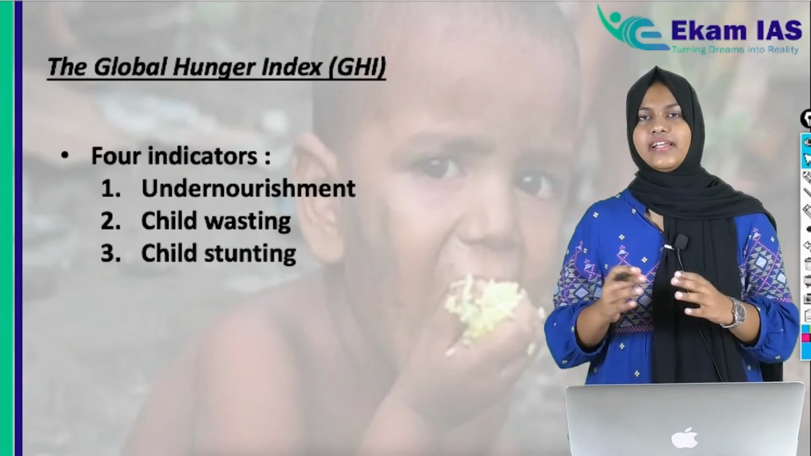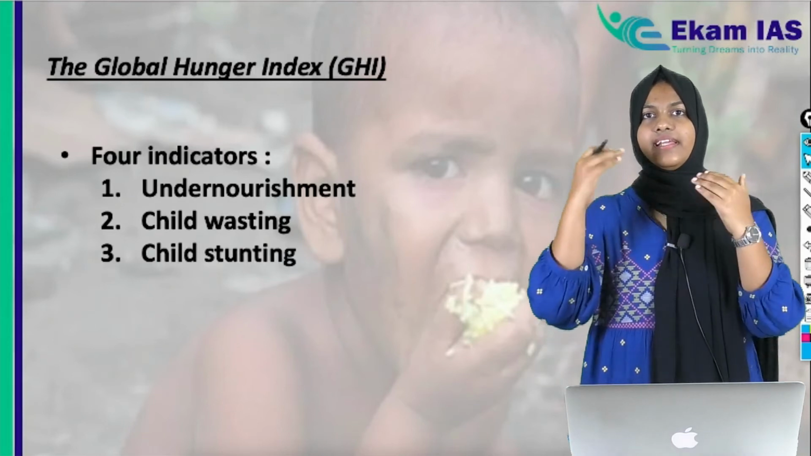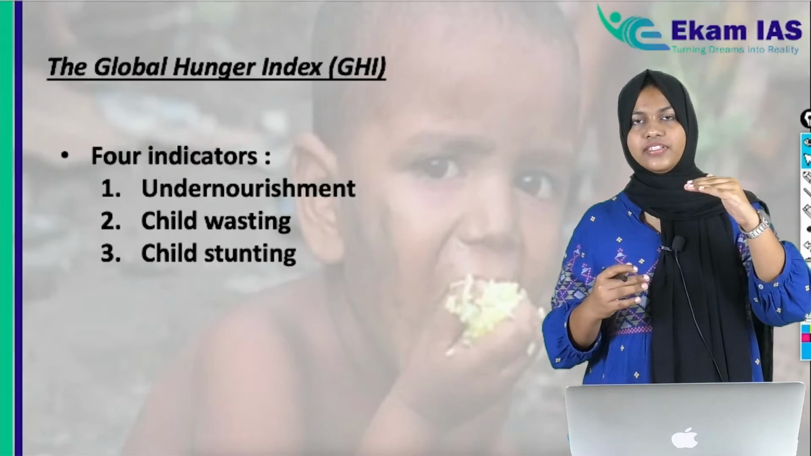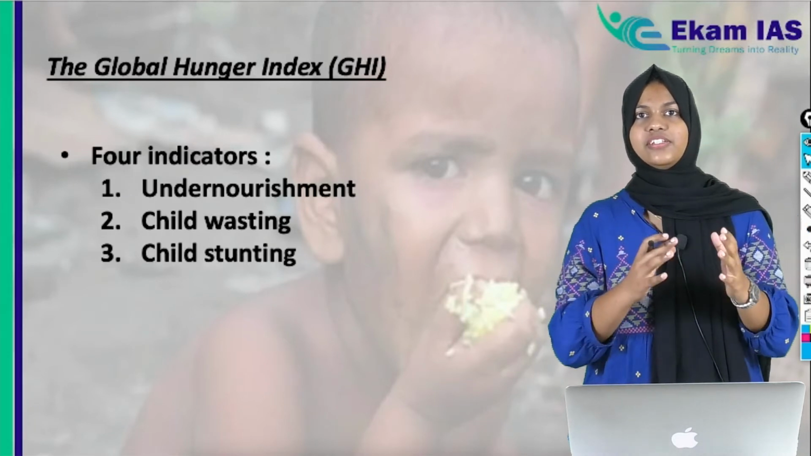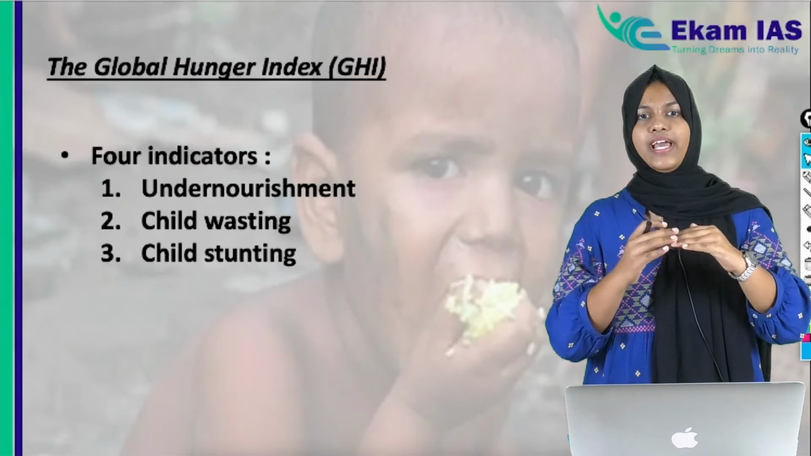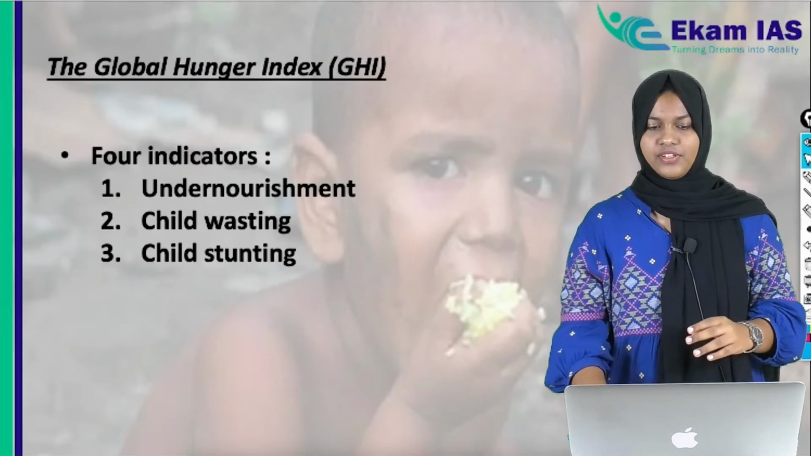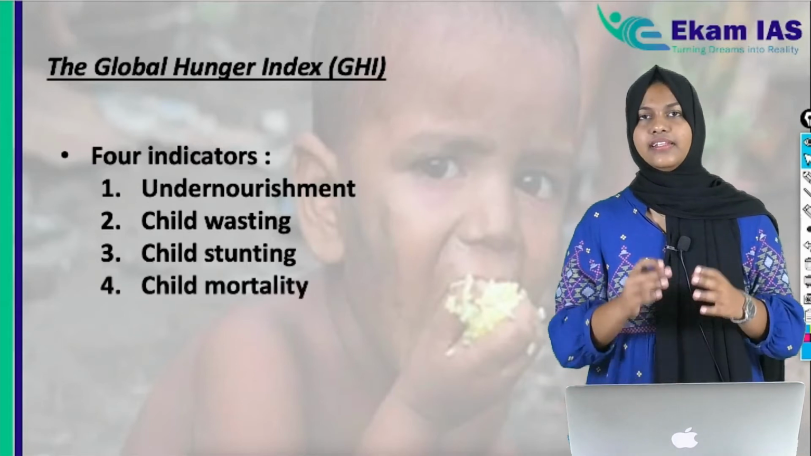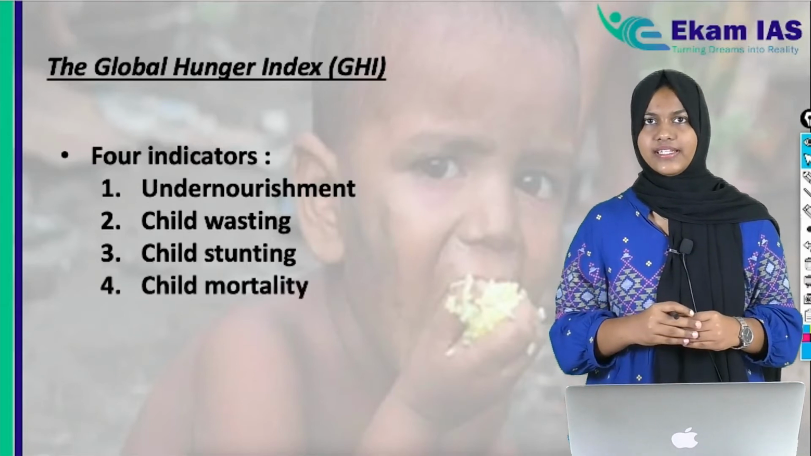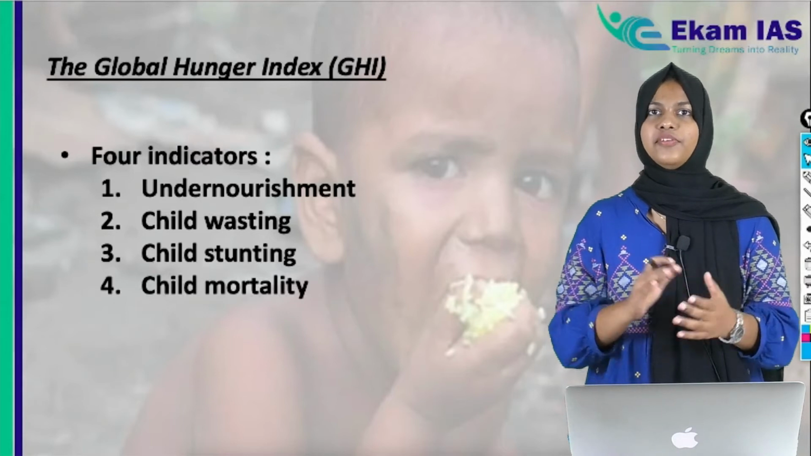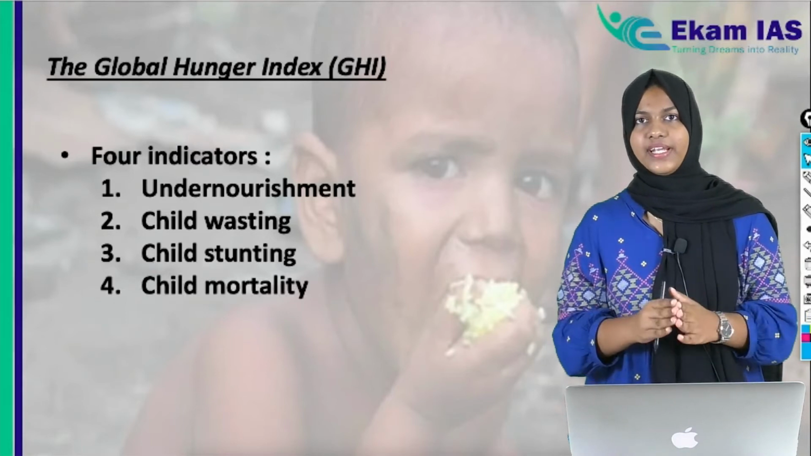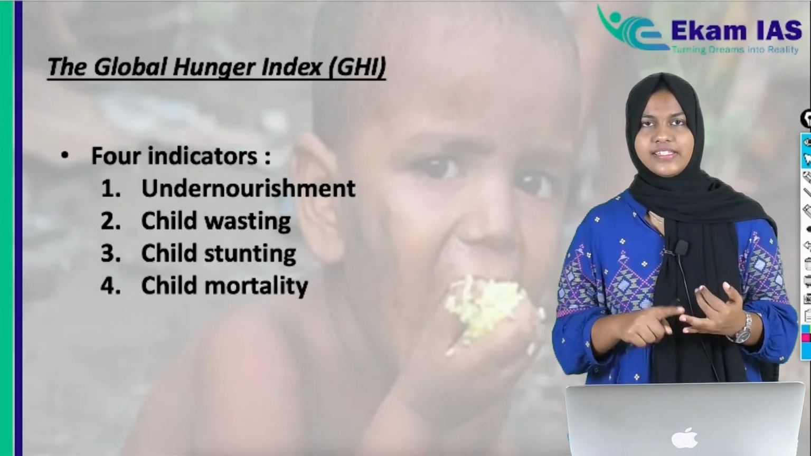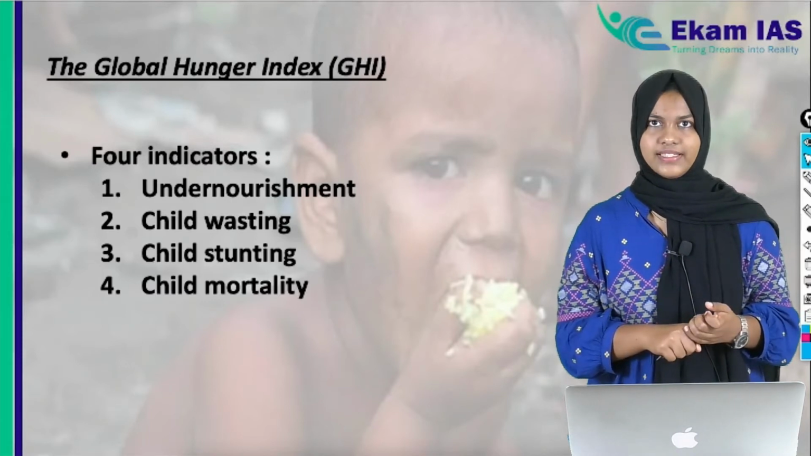Then child stunting. It is related to height and age. That is, it is measuring their growth. For a 5-year-old child, he or she should reach a particular height. If not happening, that is child stunting. So that is the third indicator used to measure the Global Hunger Index. Then the fourth indicator is child mortality. That is the death rate of children below age 5. So these are the 4 indicators. I'll repeat it once more: undernourishment, child wasting, child stunting and child mortality.